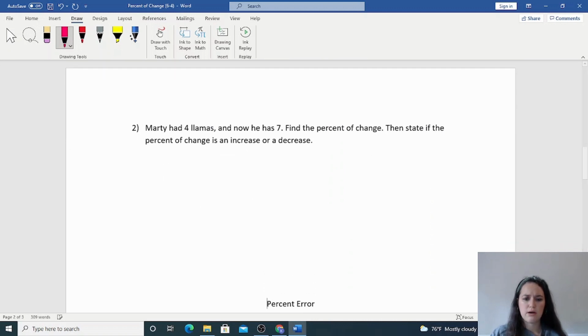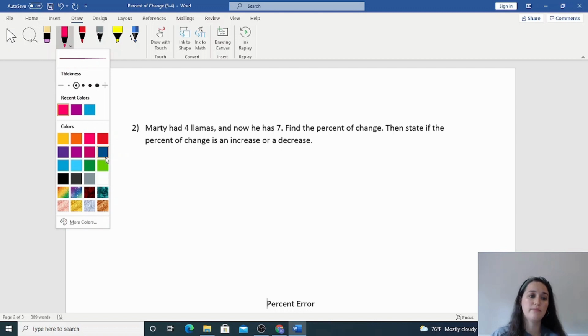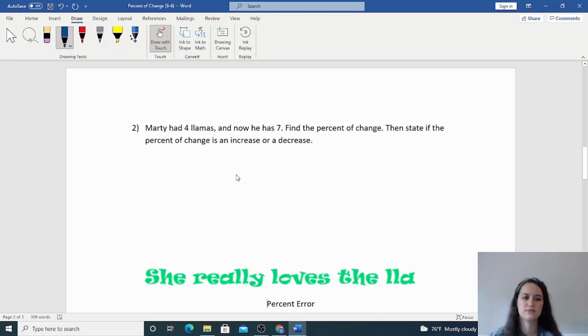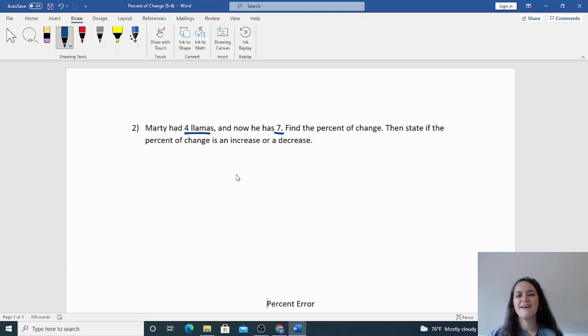Okay? All right, we'll do Marty and his llamas, and then we'll do percent error. All right, so Marty has a llama farm and he's living his best life. He had 4 llamas, but now he has 7. Find the percent of change and then state if it's an increase or a decrease. Automatically, we've gone from 4 llamas to 7. It's an increase. He's increased his happy little farm.